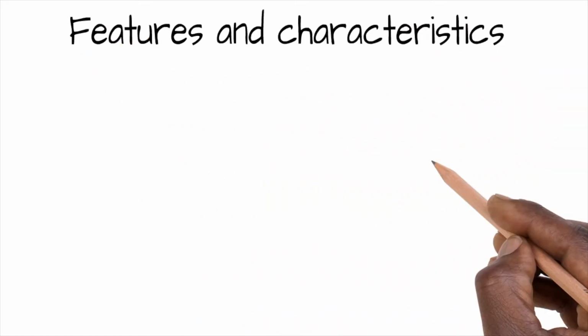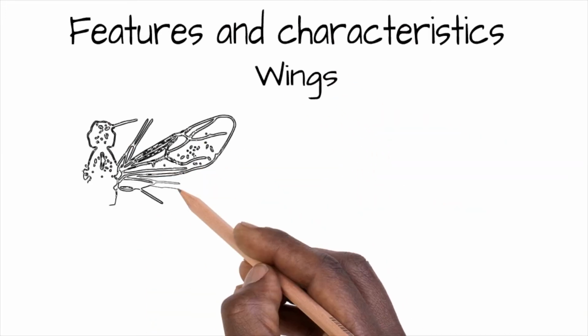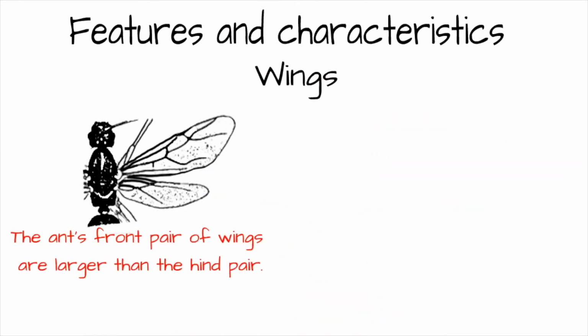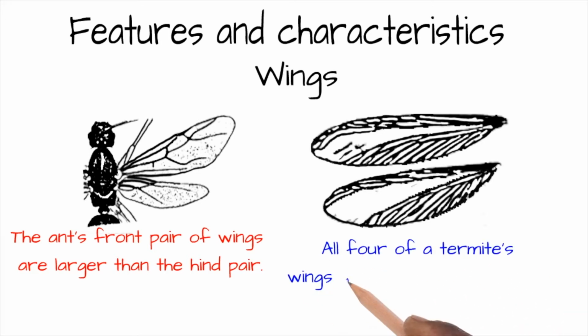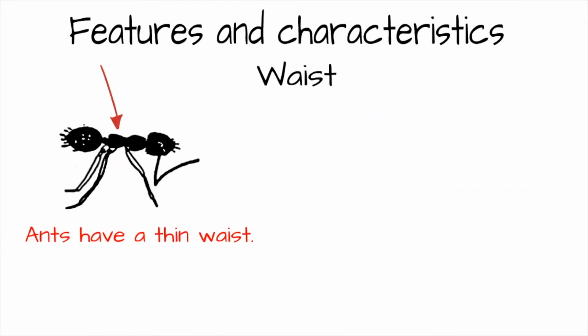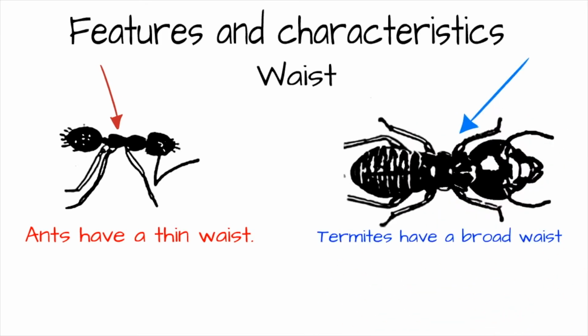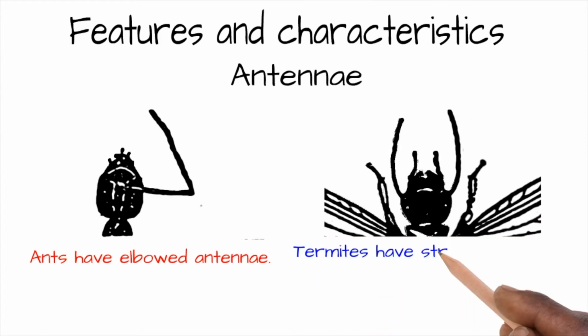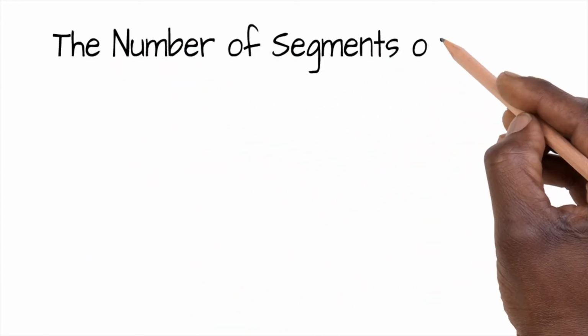Features and characteristics. Wings. The ant's front pair of wings are larger than the hind pair. All four of a termite's wings are about the same size. Waist. Ants have a thin waist. Termites have a broad waist. Antennae. Ants have elbowed antennae. Termites have straight antennae.